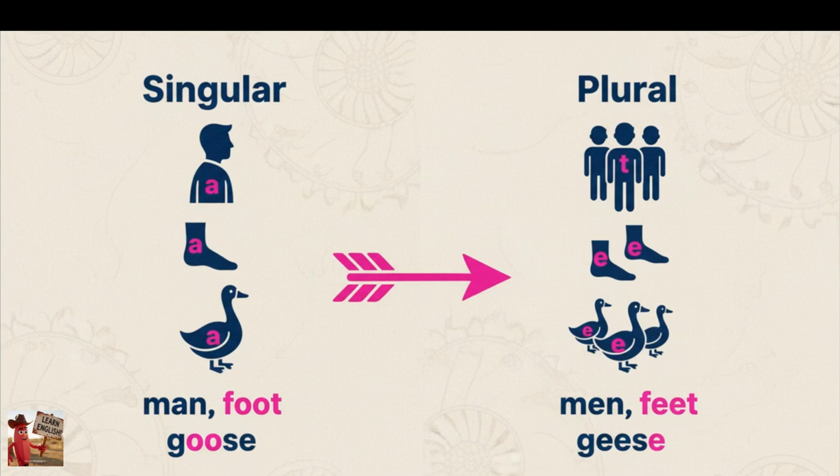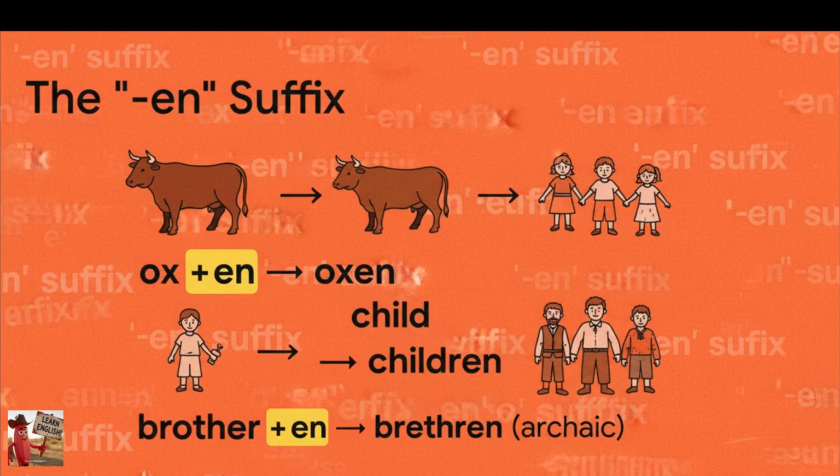Look at these classic examples. Man to men, foot to feet. That vowel change in the middle is the plural. And see, this is that exact same ancient pattern that makes your brain want to say mongeese. It's a deep-seated instinct. And it wasn't only vowel changes either. Old English had another trick up its sleeve, the N ending. Now, this rule is almost completely gone today, but it survived in a few really common words we still use. Think ox to oxen or child to children.